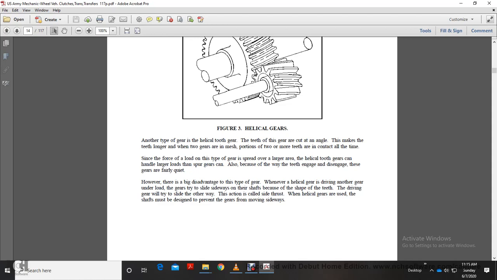Since the force on the load of this type of gear is spread over a large area, the helical tooth gear can handle larger loads than spur gears can. Also, because of the way the teeth engage and disengage, these gears are fairly quiet.